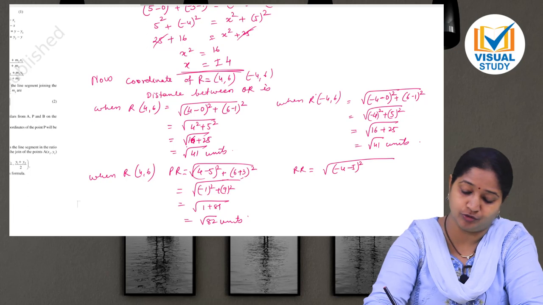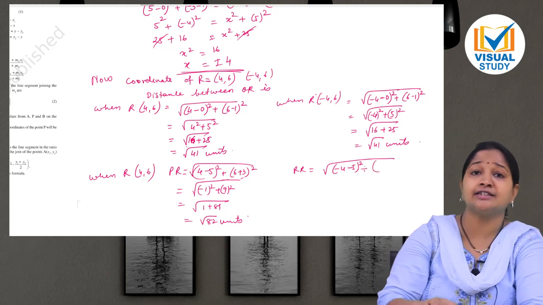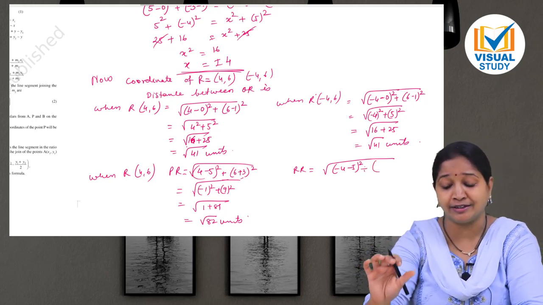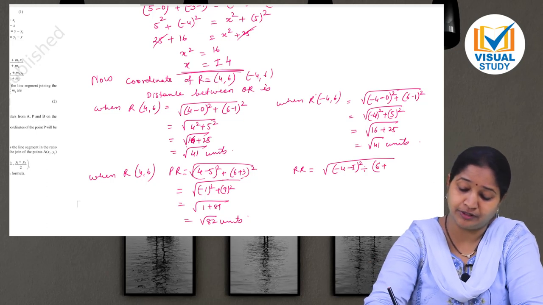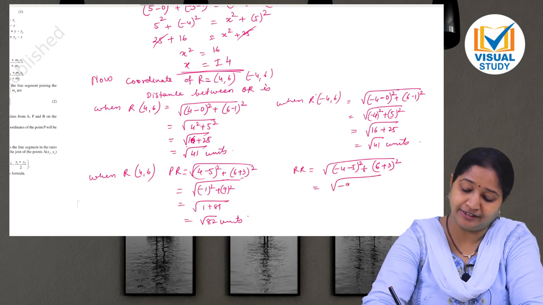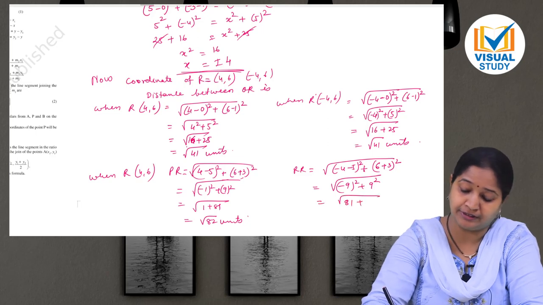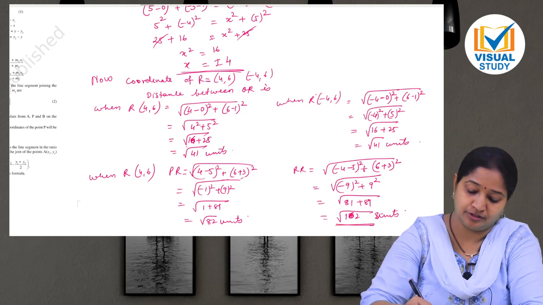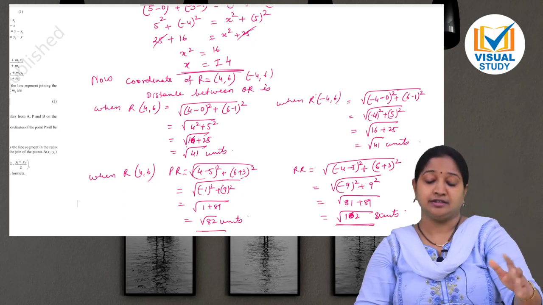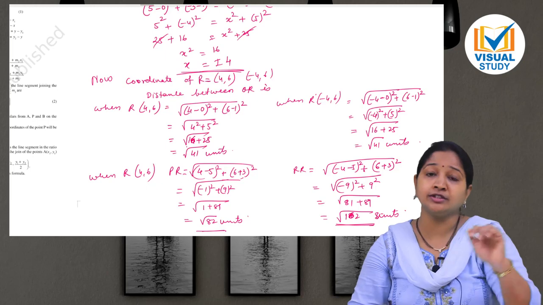Okay, again PR, when your R is (minus 4, 6): minus 4 minus 5 whole square. I have just substituted minus 4 instead of 4. So (6 plus 3) whole square, and that is minus 9 whole square plus 9 whole square, and you get 81 plus 81, and that is 162 units. So the values of PR are root 82 and root 162.